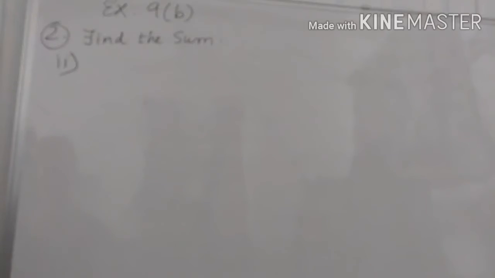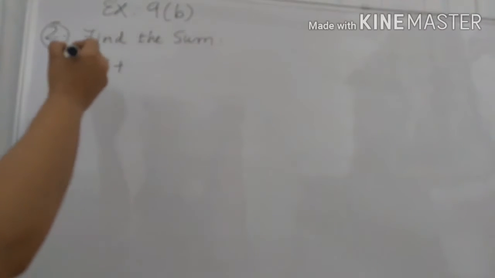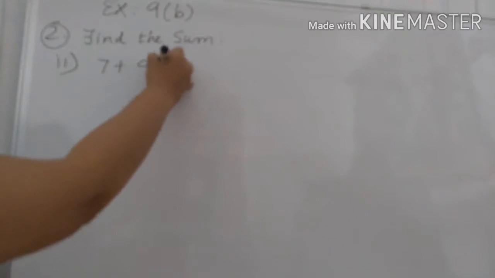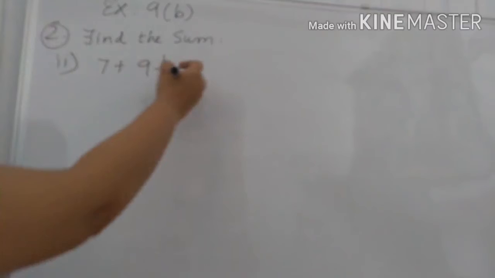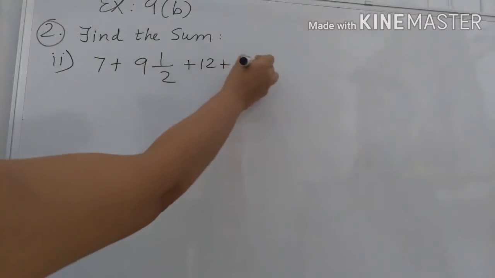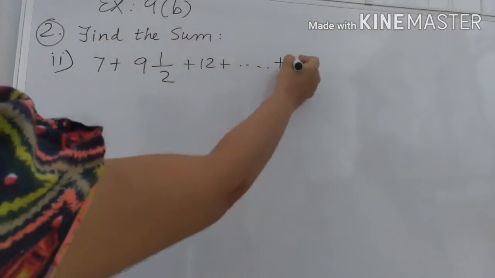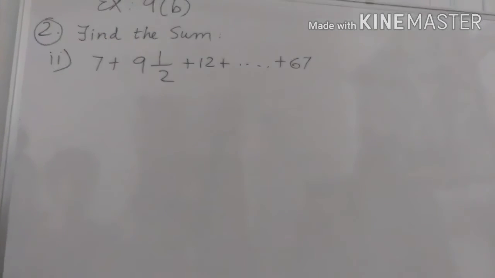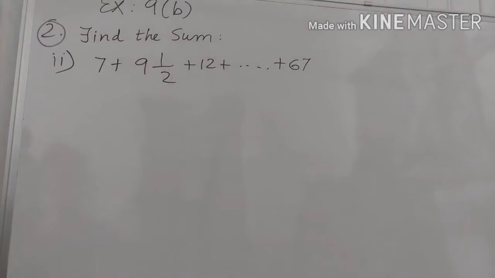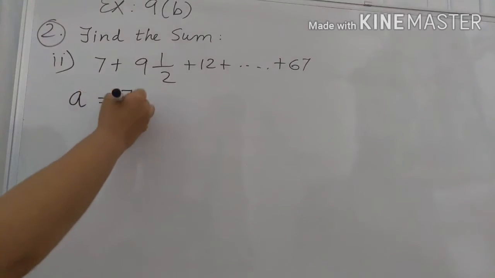Exercise 9b, question number 2, find the sum. Taking number 2 of it: 7 plus 9 and a half plus 12 plus and so on plus 67, meaning the last term is 67 and the first term is 7.